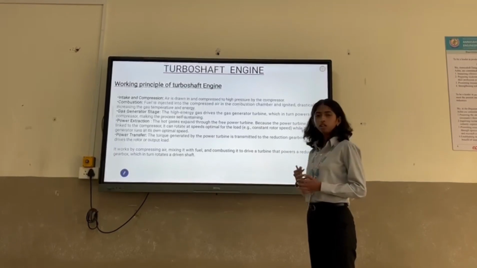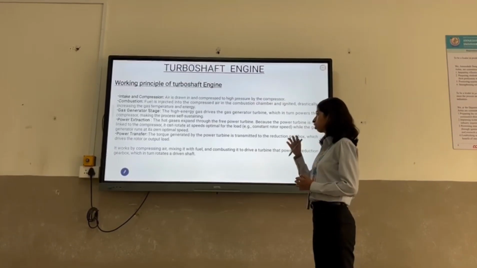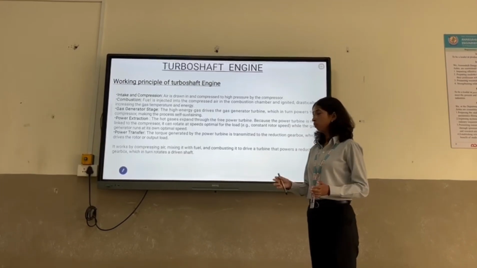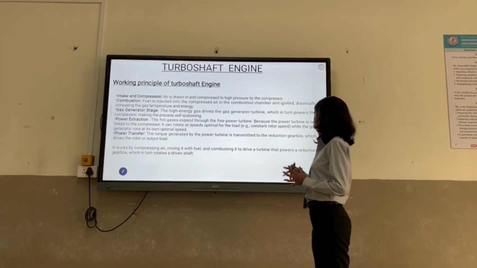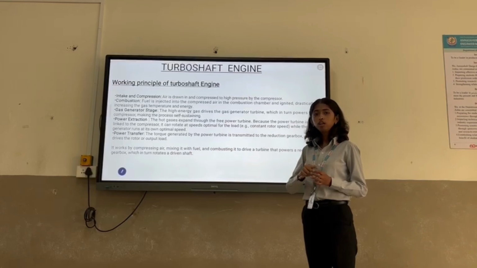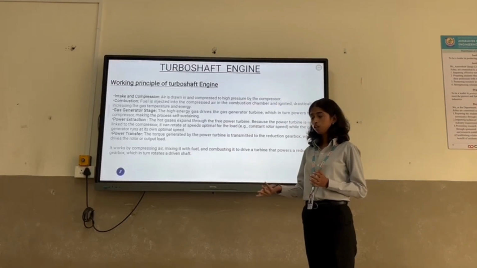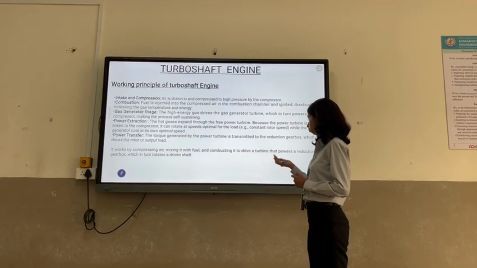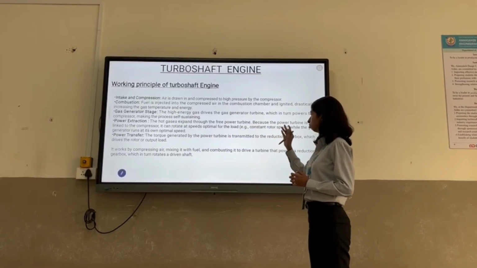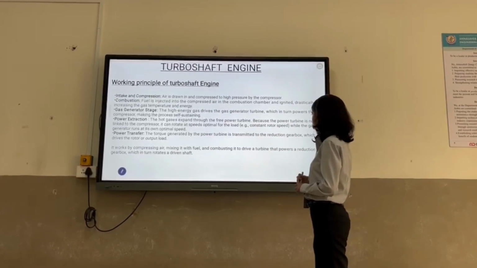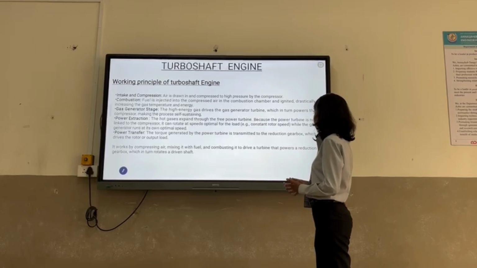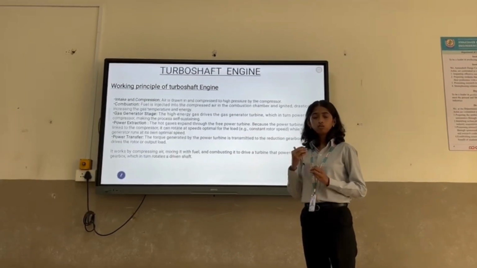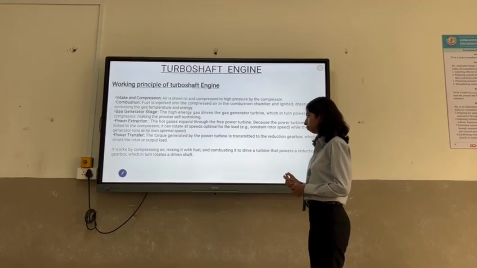Then we have the power extraction, how the power is extracted. The hot gases expand through the free power turbine, because the power turbine is not linked to the compressor with any shaft. It rotates at a very high RPM, and it is very optimal for loads, for example constant rotor speed, while the gas generator runs at a different, optimal speed.